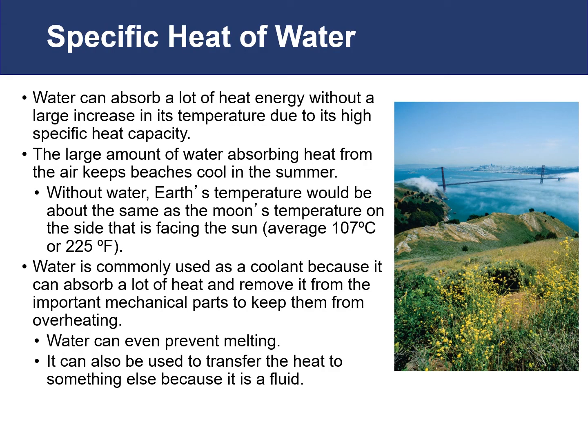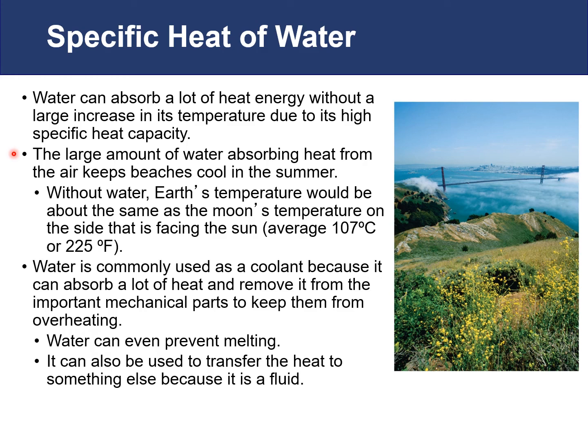Water itself, as previously mentioned, has a very high heat capacity, 4.184 joules per gram per degree Celsius. This actually helps regulate the temperature of the planet. So because water can absorb a lot of heat energy without a large increase in temperature, that's due to its high heat capacity. This allows the planet to maintain a fairly even temperature. The planet is covered primarily with water.